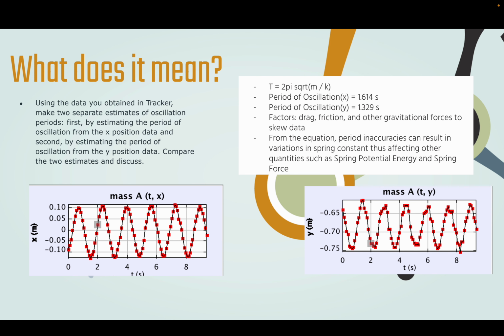Some factors that could have effects are drag, friction, and other gravitational forces to skew data. From the equation, period inaccuracies can result in variations in the spring constant, thus affecting other quantities such as spring potential energy and spring force.